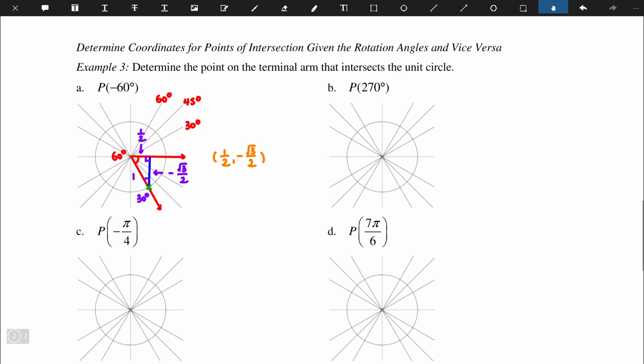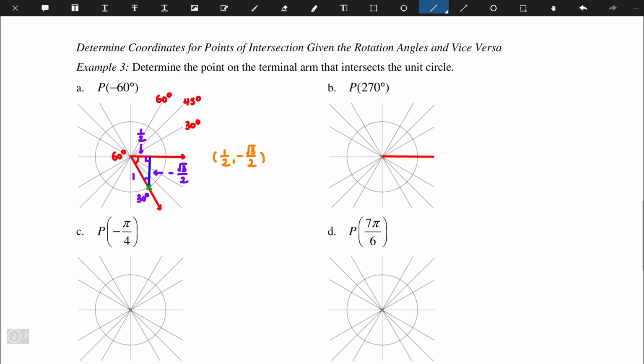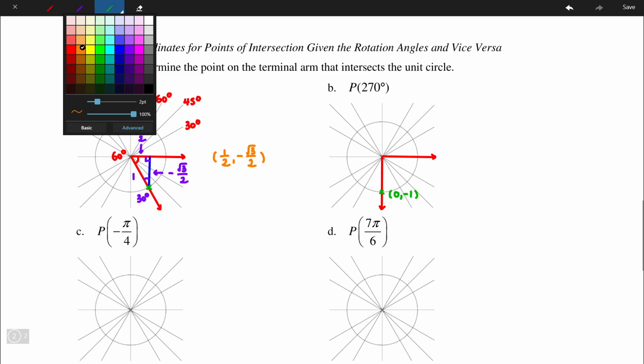Next angle is 270 degrees. So we're going to start with an initial arm once again, the positive x-axis, and 270 degrees simply points straight down. So in this case, we don't need the special triangle because there's only one point that really works here. This is going to have coordinates of 0 and then -1. So that's it for example B.